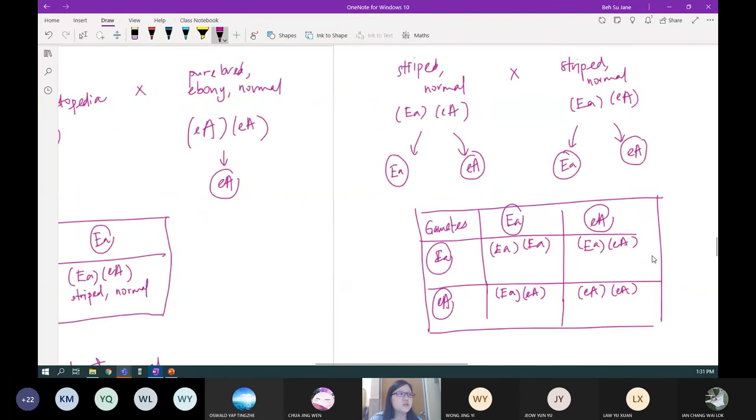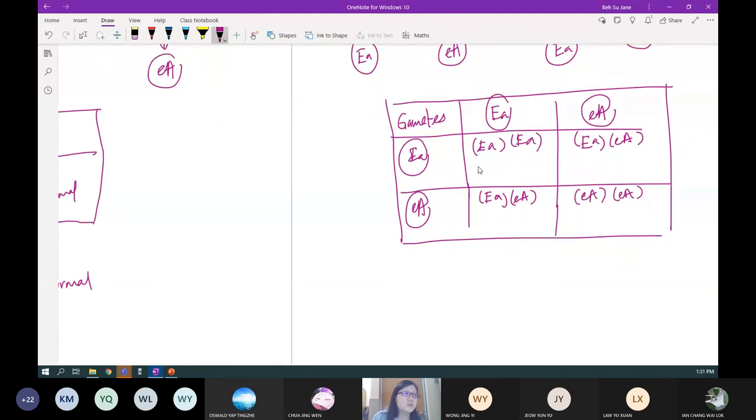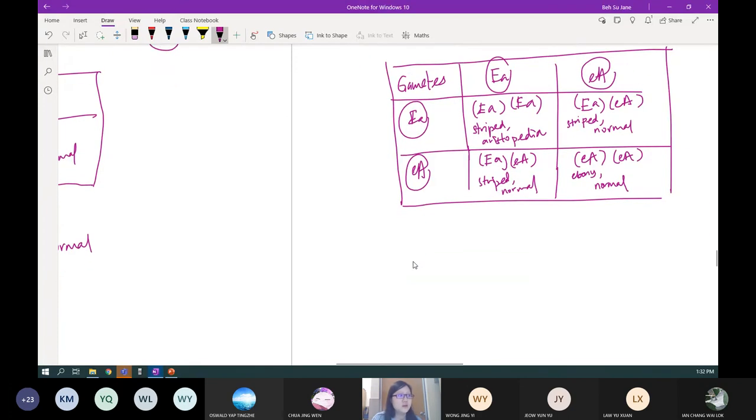You can see here that the phenotype of the resulting offspring is different. And here we have stripe, but Aristopedia. This one is normal. This is striped and normal. Heterozygous. Striped and normal here as well. And here you have big A, but small E. So this is actually ebony and normal. So you have a different ratio here because of the different alleles that are linked. So you have stripe. The ratio should be stripe, Aristopedia to... We always put the homozygote in front, then we put the heterozygote later, then put the recessive one behind.